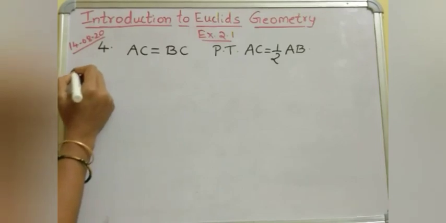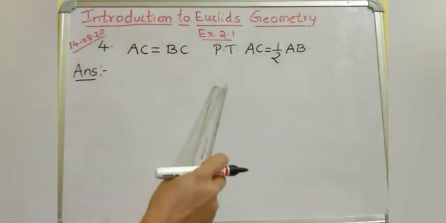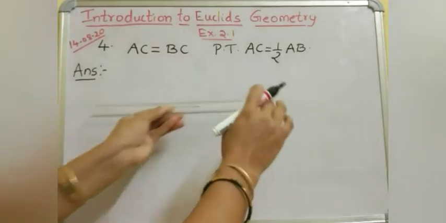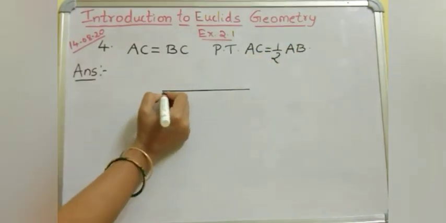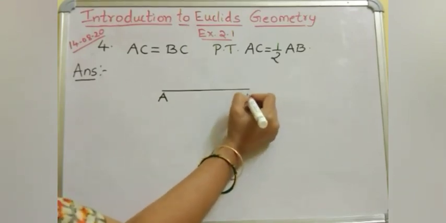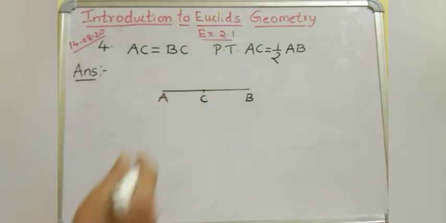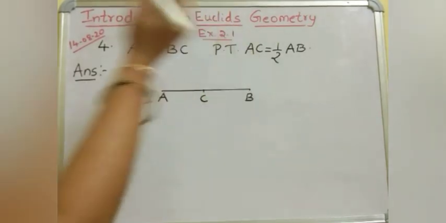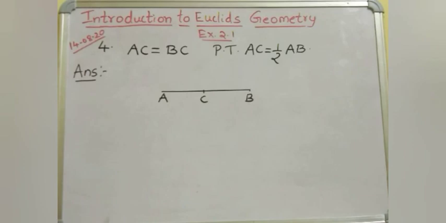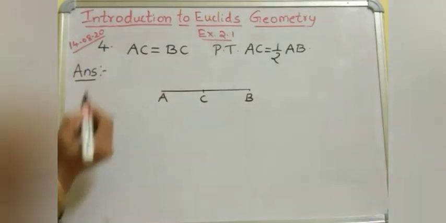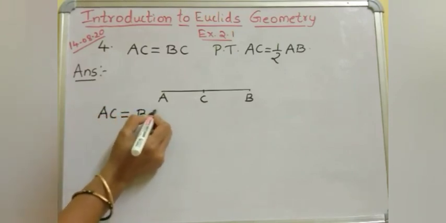So let us draw the figure for this. What is given? C lies between two points A and B. So I will be drawing a line, that is A, B. And where does C lie? In between AB. So this is the figure. And we have to prove here AC is equal to half AB. Now I am using an axiom here. What is given here? AC is equal to BC.